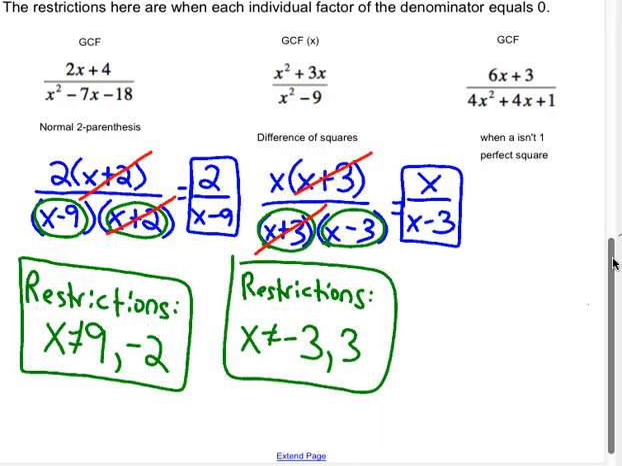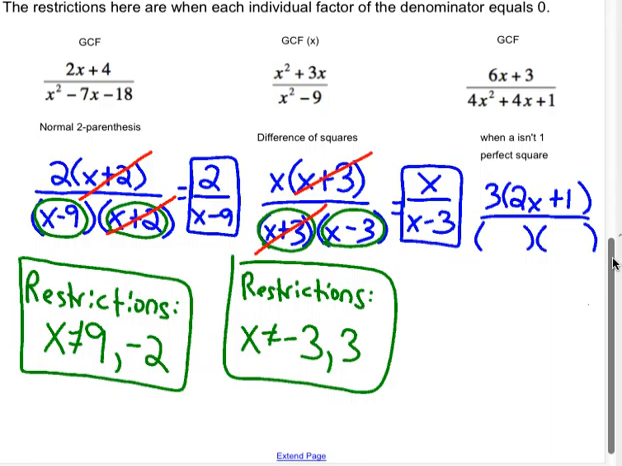All right, last one. So here, let's factor the top. Again, the top is just linear, so all I can do is factor out a 3. Pull a 3 out of both of those, and that becomes a 2x and a 1. The bottom is a normal 2 parenthesis factoring.